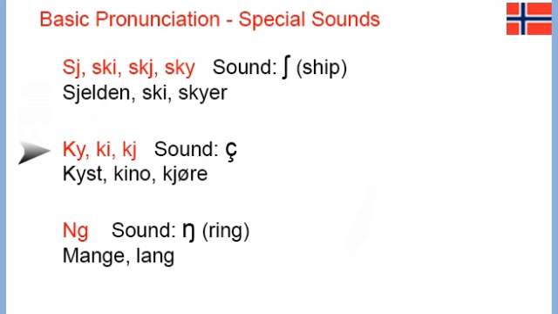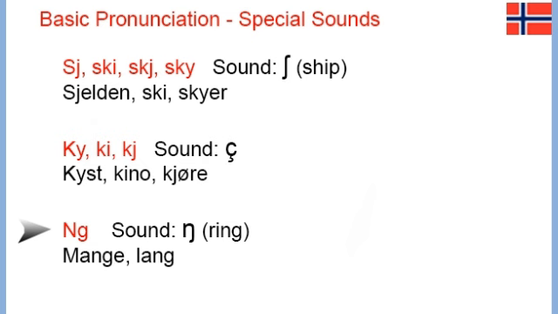Another combination is sj. It's a little bit different, and it's not so common in English. If we take the combination here, it's ky, ke, kj. So you can hear how it sounds in Norwegian words here: kyst, kino, kjøre. Kyst, kino, kjøre.